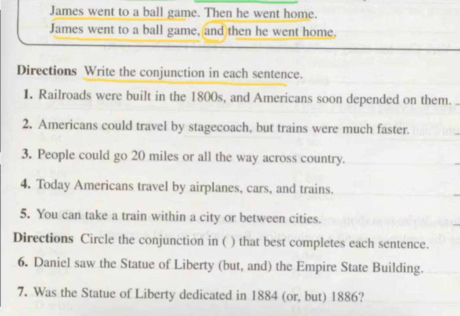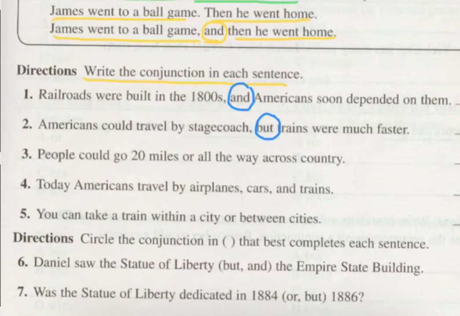First sentence. Railroads were built in the 1800s and Americans soon depended on them. So my conjunction in this sentence is the word and. Okay? And I'm not going to write it, I'm just going to circle them here. Again, easy to spot. There's the comma and then our conjunction and. Question 2, or sentence 2. Americans could travel by stagecoach, but trains were much faster. And my conjunction is the word but.